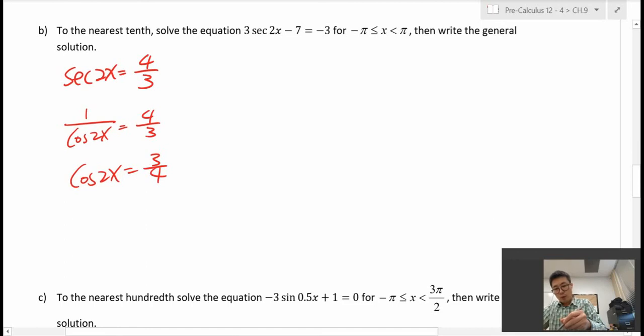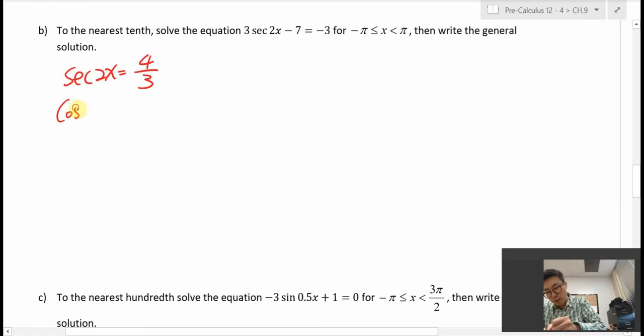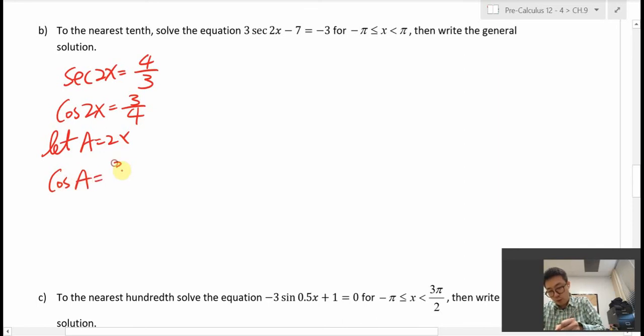All right, so I'm just going to erase everything, and once we get this, we should have cosine 2x is equal to 3 over 4. Okay, so now we can solve this. Remember, we said let a equal 2x. That means cosine of a is equal to 3 over 4.